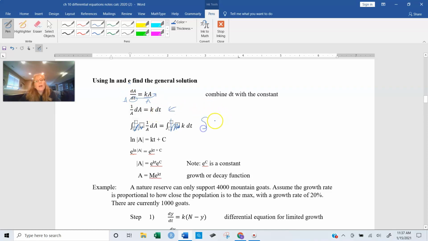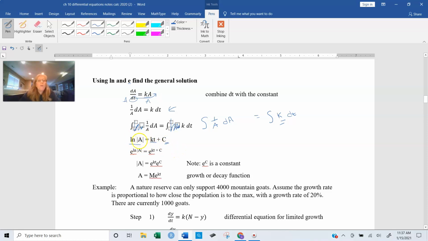Now, this should have said the integral of 1 over a times the derivative with respect to a equals the integral of a constant, okay, with respect to t. Well, now 1 over a we know is the natural log of a. The constant's just a number, so we must add our t to it and plus c on one side.